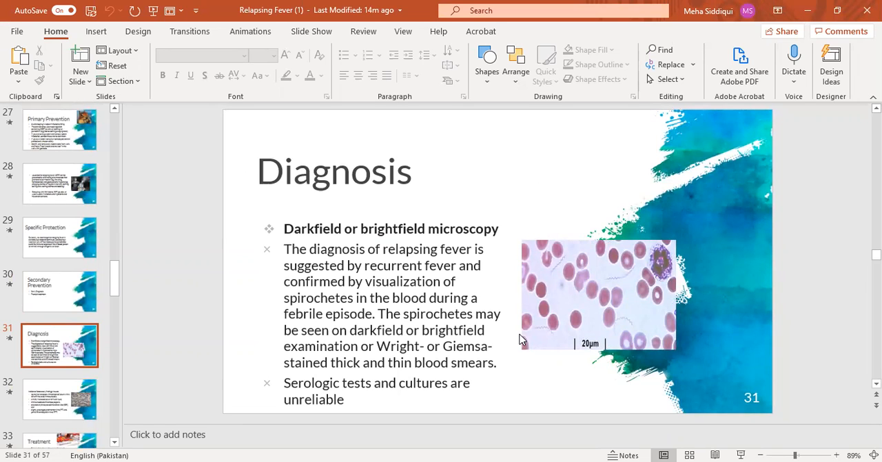Diagnosis is made on the basis of dark field or bright field microscopy. The diagnosis of relapsing fever is suggested by recurrent fever and confirmed by visualization of spirochetes in the blood during a febrile episode. The spirochetes may be seen on dark field or bright field examination or Wright or Giemsa stained thick and thin blood smears. Serologic tests and cultures are unreliable.